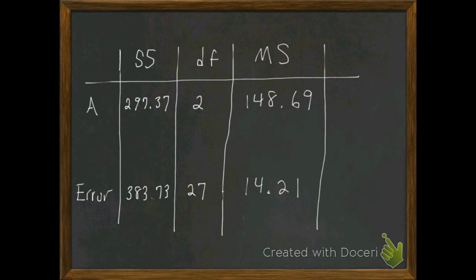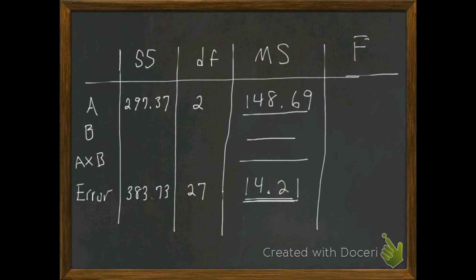Now, the F statistic for factor A is just going to be the mean square for factor A divided by the mean square for the error. If we were doing the F statistic for factor B, it's going to be the mean square for factor B divided by the mean square for the error. When we're doing our interaction, it's the mean square for the interaction divided by the mean square for the error. But right now we're just focusing on what goes in for the F statistic for A, and it's going to be 148.69 divided by 14.21. So this is going to give us 10.46.